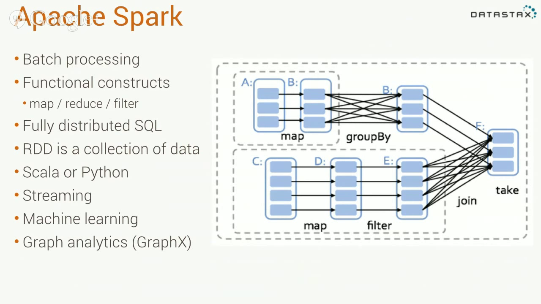And one thing I kind of glossed over, we have this concept of an RDD. When you're working with Spark, you have this concept of a resilient distributed data set. And that's basically a data set that can be spread over potentially hundreds of machines and operated on concurrently using these functional constructs, MapReduce, filter. So very useful. I'm going to show you a little bit how those work.